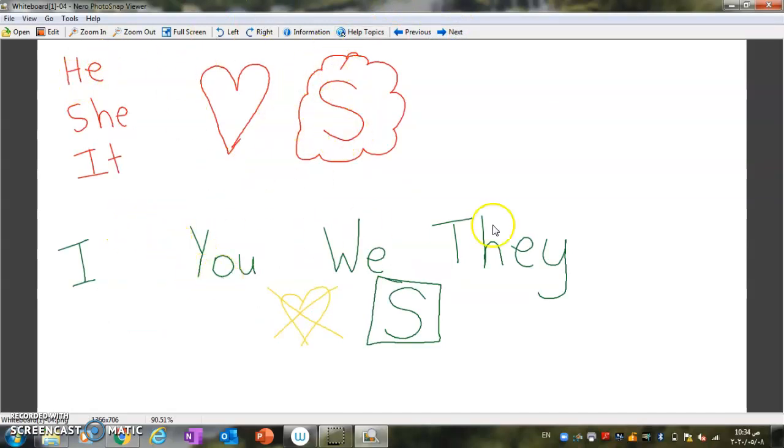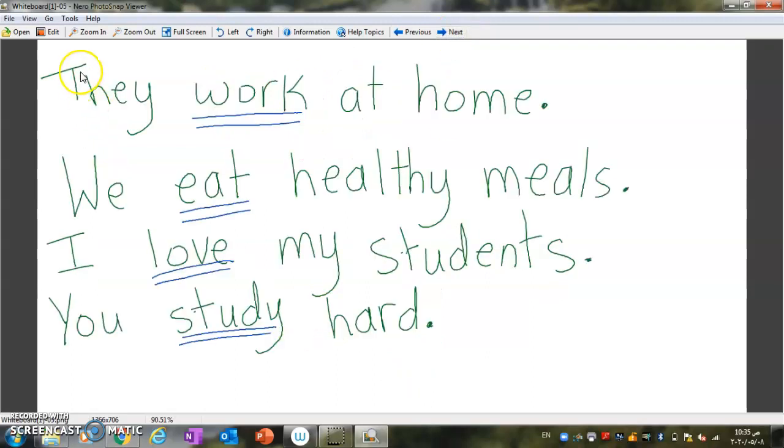As for I, you, we, and they, they don't like the letter S. They don't want it. They don't need it. Just like the examples we have next. They work at home. We eat healthy meals. I love my students. You study hard. So in all of these sentences, I have the subjects they or we or I or you, and none of them needs the S connected or added to the verb.